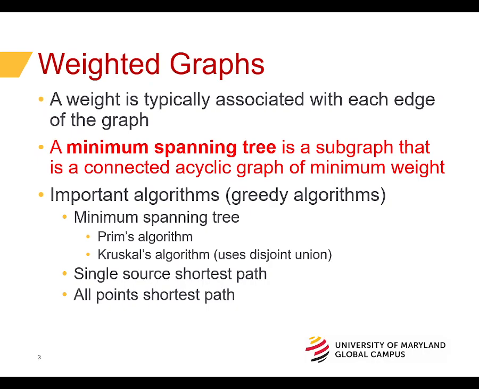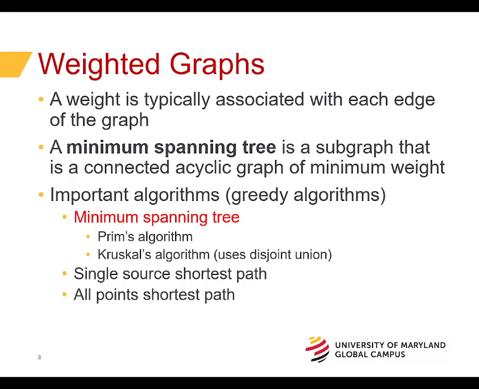A minimum spanning tree is a subgraph that is a connected acyclic graph of minimum weight. It represents a way to connect all the vertices of the graph with the lowest total weight of all the edges. In many applications, the weights can represent costs, and so would represent the least cost of connecting whatever the vertices represent. There are several algorithms associated with weighted graphs. These algorithms are often referred to as greedy algorithms because they make choices based on the lowest weight.